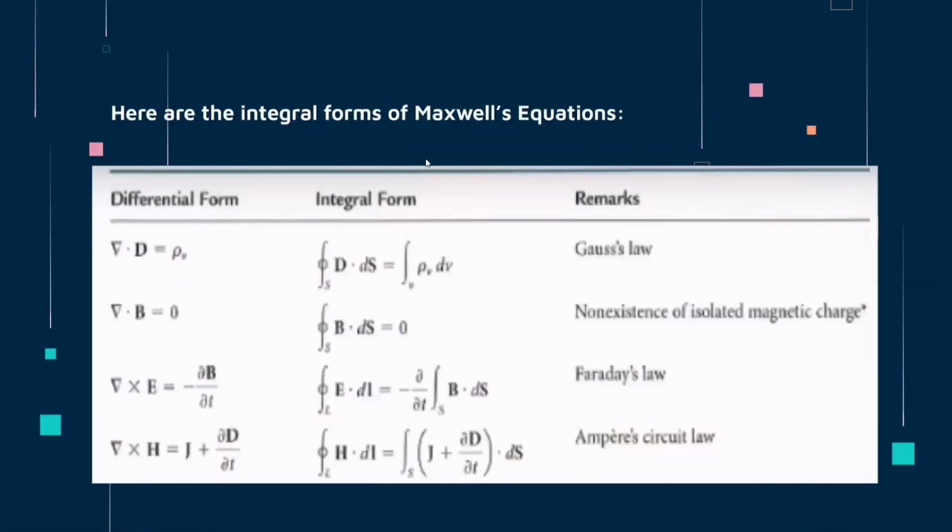Here are the integral forms of the Maxwell equation. For Ampere's circuital law, the closed line integration of H dot dl can be converted into point form, which is curl of H equal to current density plus displacement current density. This equation is also a Maxwell equation for time-varying fields.